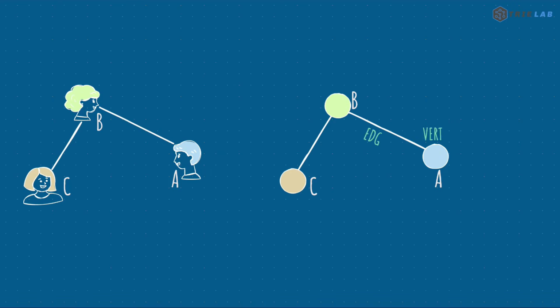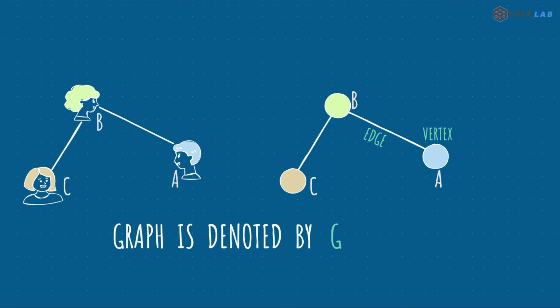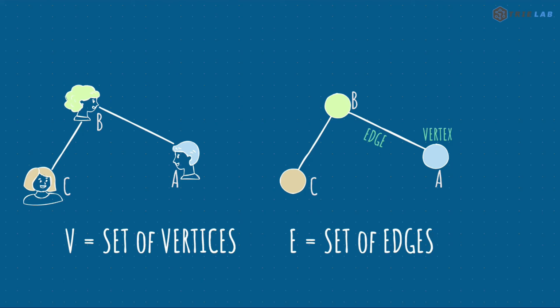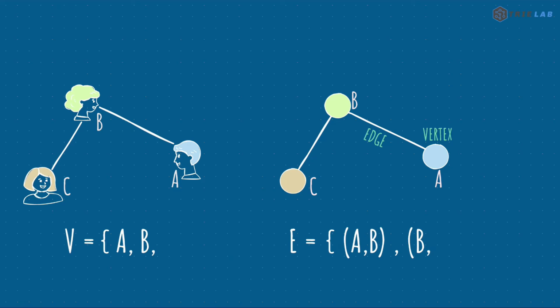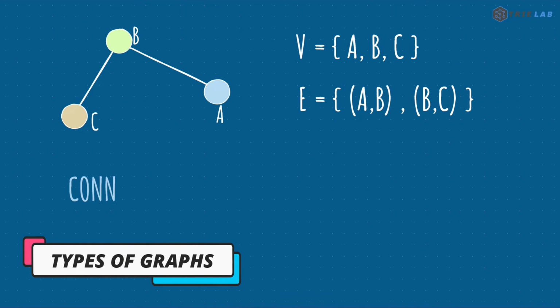Now in general, a graph is denoted by G = (V, E), where V is the set of vertices and E is the set of edges. For this particular representation, V is the set {A, B, C}, or the set of vertices, and E is the set of pairs of vertices. Now we have already looked into this representation before, and this graph is also called a connected graph.